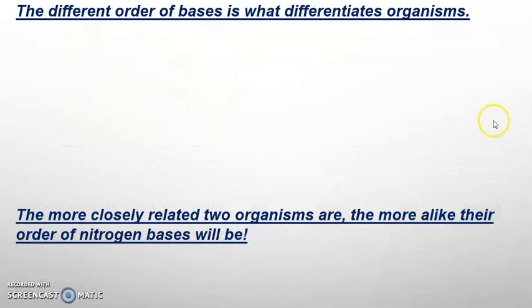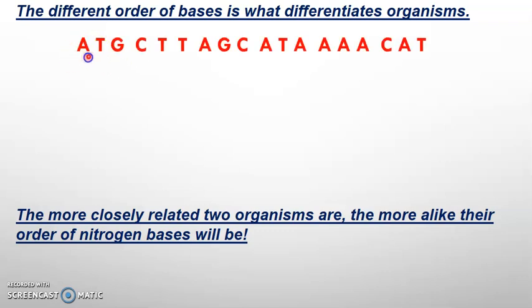Now, the different order of bases is what really differentiates one organism from another. So what do I mean by that? Again, here let's pretend is one-sided DNA. So we're just looking at one half of DNA. So I have A, T, G, C, T, T, etc. down the line. Well, if I only had one-sided DNA, that's really all I need in order to create what the other side of the double-stranded DNA should be, or what we call the complementary side of DNA.